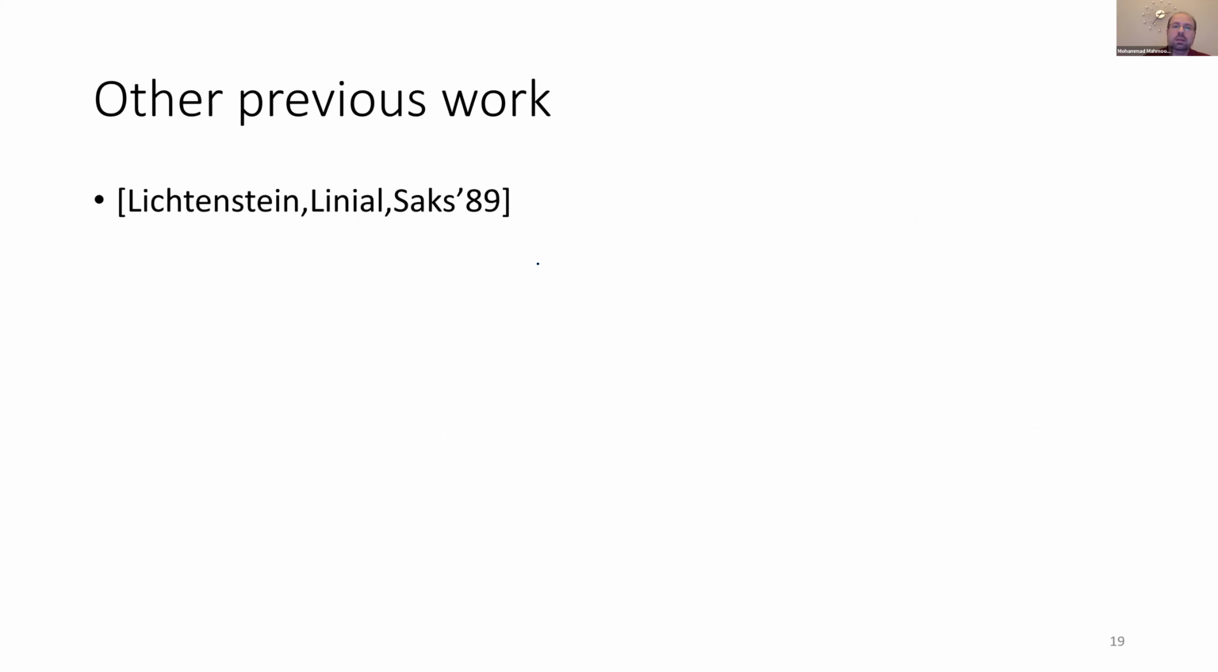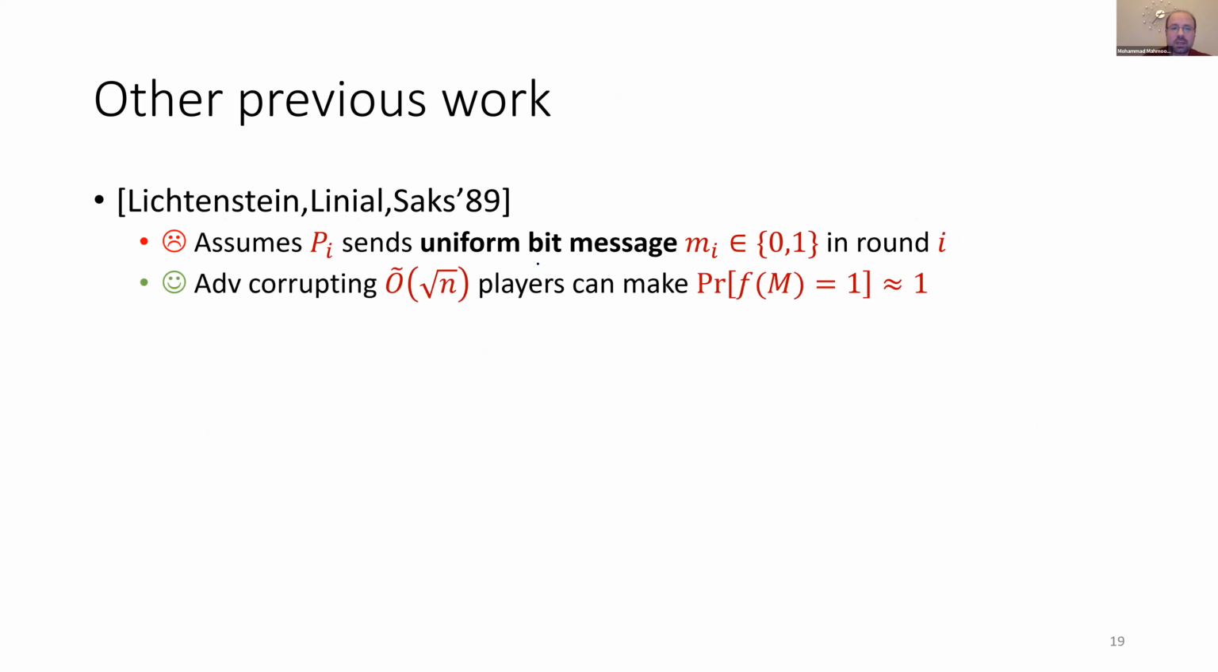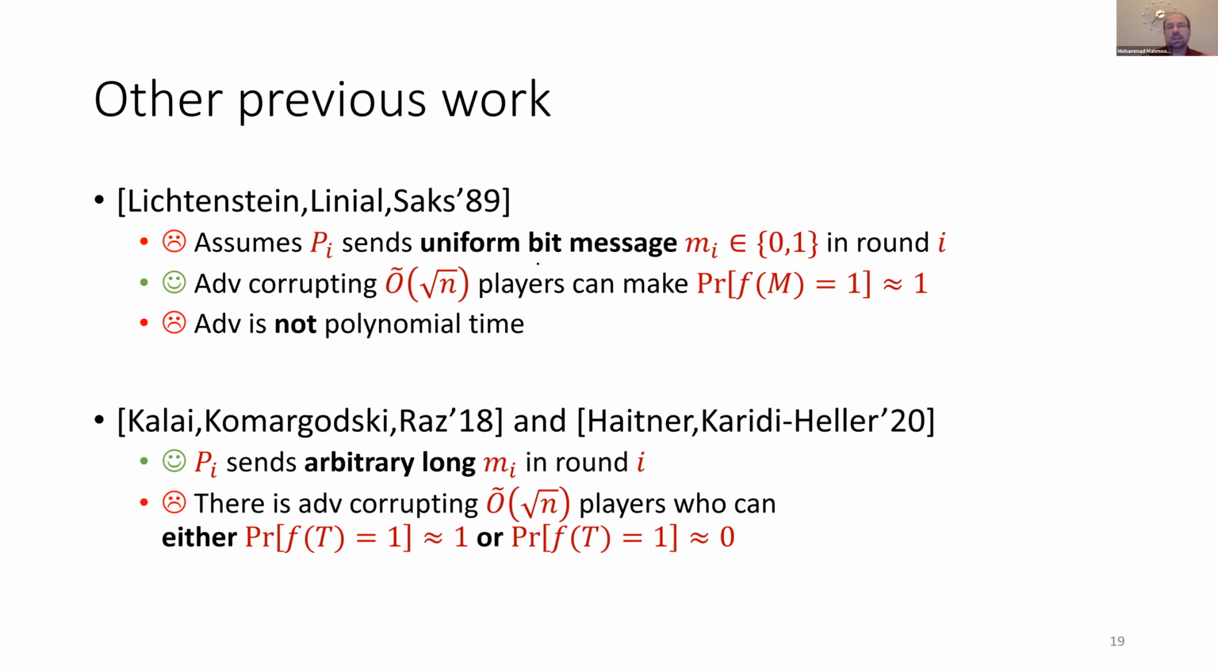The other point is that works from 89 in the context of coin tossing are also very related. For example, Lichtenstein, Linial, and Saks solved the problem for the bitwise case where the messages are just one bit. But that's not good for us because we want these messages to be training examples, so we cannot use that result. They do other things well also, but their attack is not even polynomial. And recent works of Kalai, Komargodski, and Raz, and more recently Haitner and Karidi-Heller, show how to solve the problem for long messages. That's okay, you can have long messages, but they do not get an attack that always increases the probability of this event B. They can only show how to increase it or decrease it. And the attack is not polynomial time either.